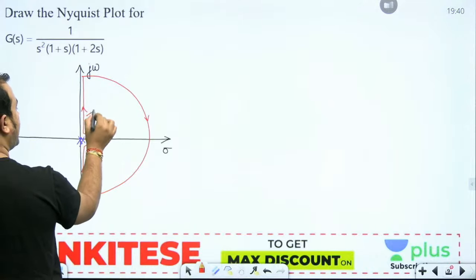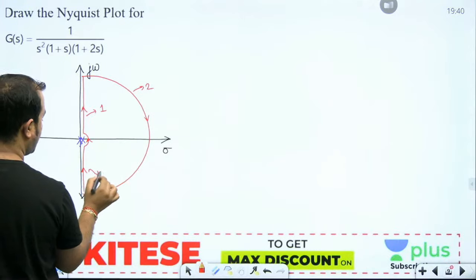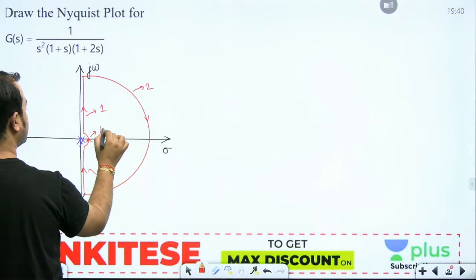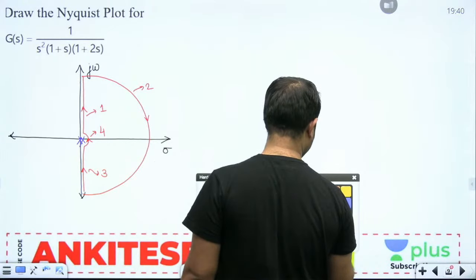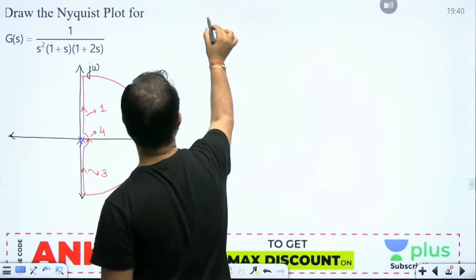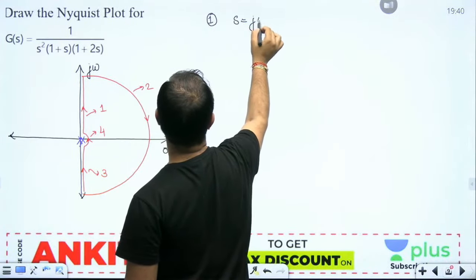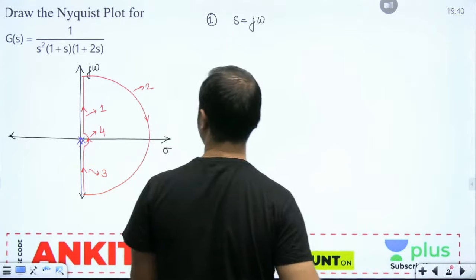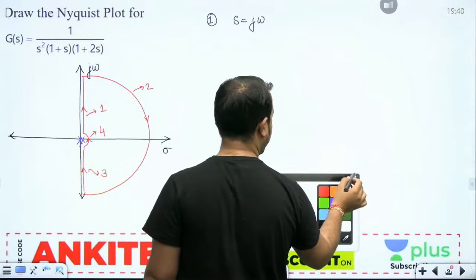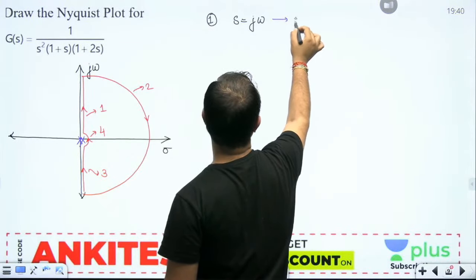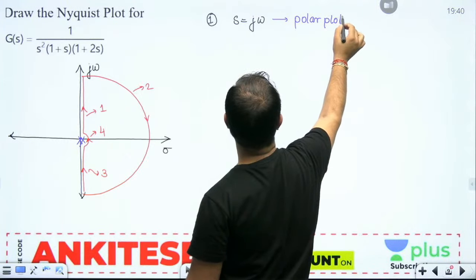Now, we will divide the curve into 4 parts. One, two, three, 4. Now, first let me take 1. It is S equal to j omega. S equal to j omega. That means, my dear, we talk about the polar plot.